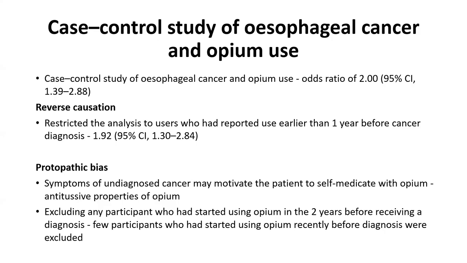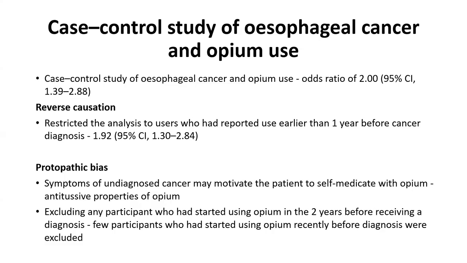Again, this is esophageal cancer. Now, this is the last couple of examples. One, I'm talking about reverse causation. You are doing a case control study, esophageal cancer and opium use. Okay, and you find that there is a strong association with the odds ratio of 2, suggesting that, okay, opium use is a risk factor for esophageal cancer. But someone may say that this is reverse causation. That is, those who have esophageal cancer are using opium, right?